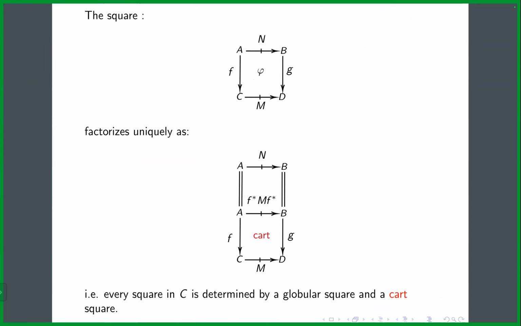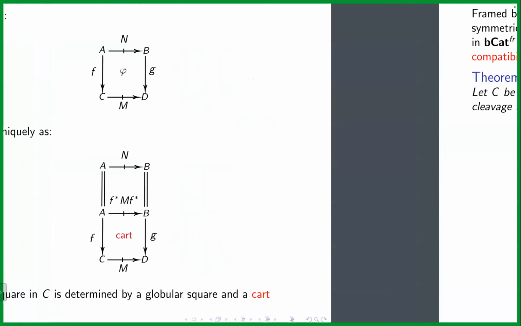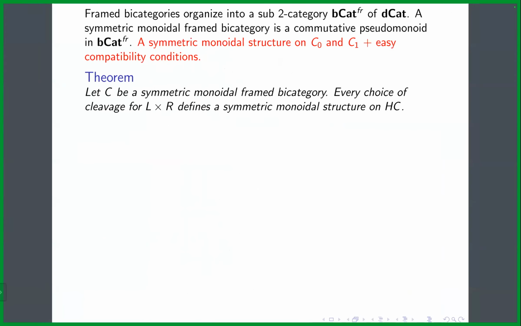So we're interested, again, in globularly generated double categories, that is, double categories where every square can be written as some sort of composition of globular squares and special squares, horizontal identity squares, not necessarily Cartesian, or definitely not Cartesian. But this suggests that there should be something we could do with frame bicategories and globularly generated double categories. Now, the thing about frame bicategories is that they organize into a 2-category, BCat_FR.